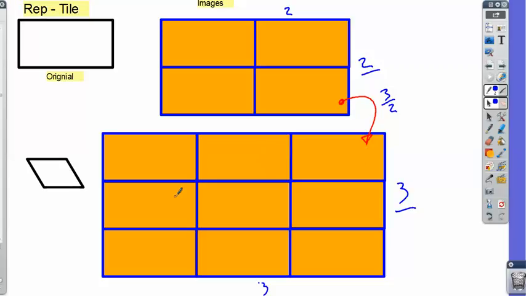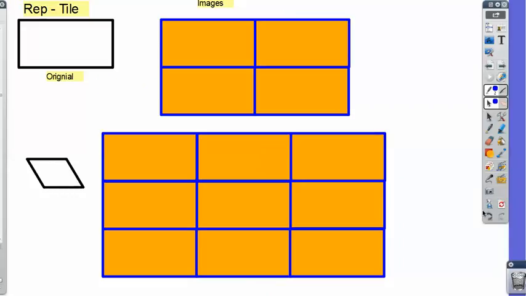Well, let's say this is my original. What would I have to multiply 3 by to get 2? Well, I'd have to multiply it by 2/3. So again, we have the scale factors, so we have the reciprocal scale factor. And so there you have it.